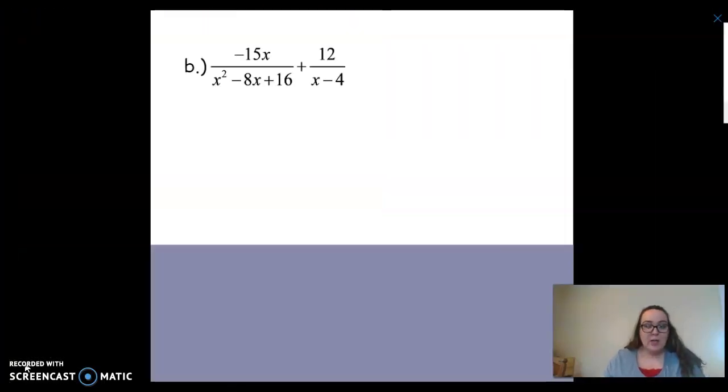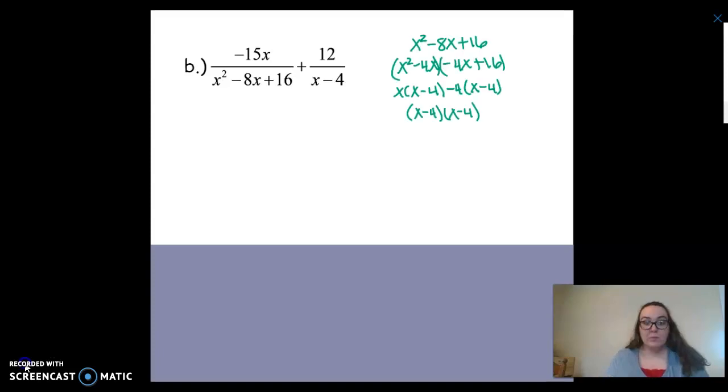Here is B. What I want you to do, after you write it down, is see if there's anything that you can simplify, meaning check out your 12 over 4. Can I do that? Hopefully you said no, because x minus 4 is not multiplication. Can I factor x squared minus 8x plus 16? Probably, so that's what I want you to do.